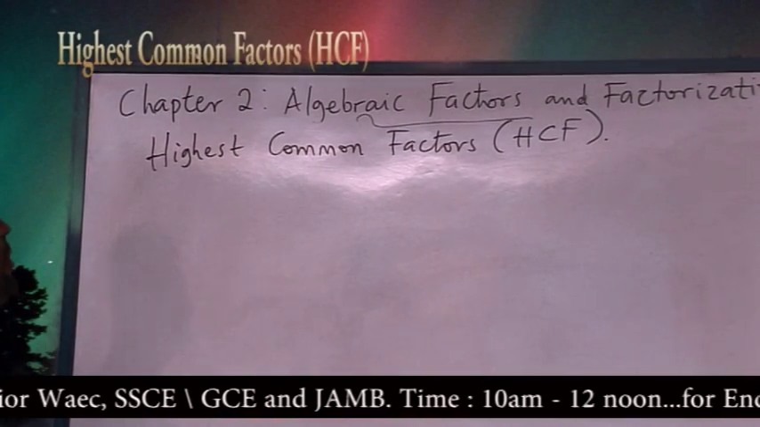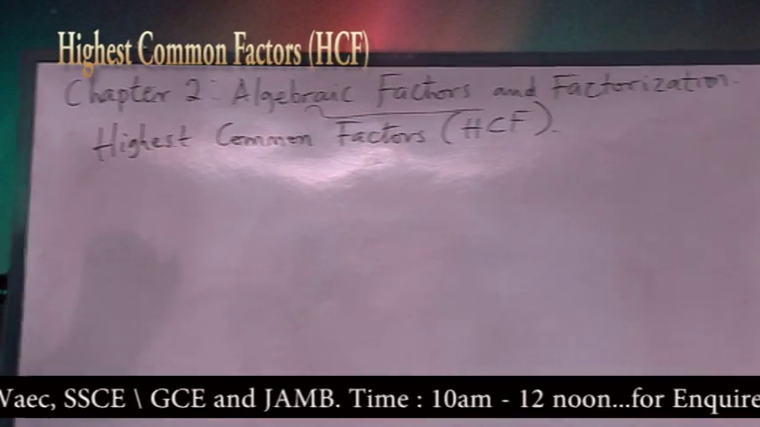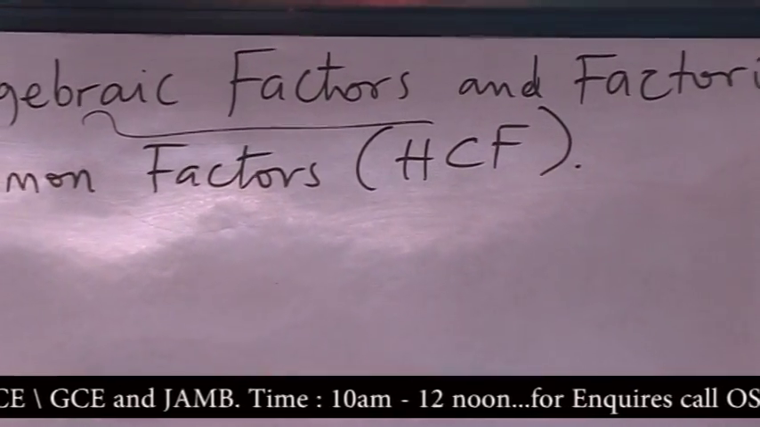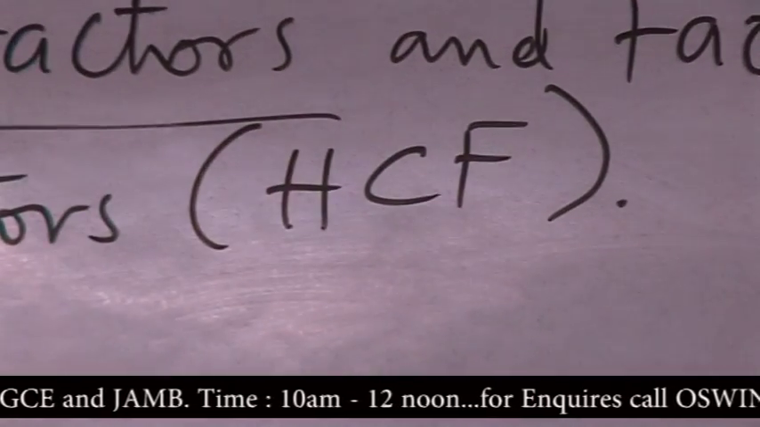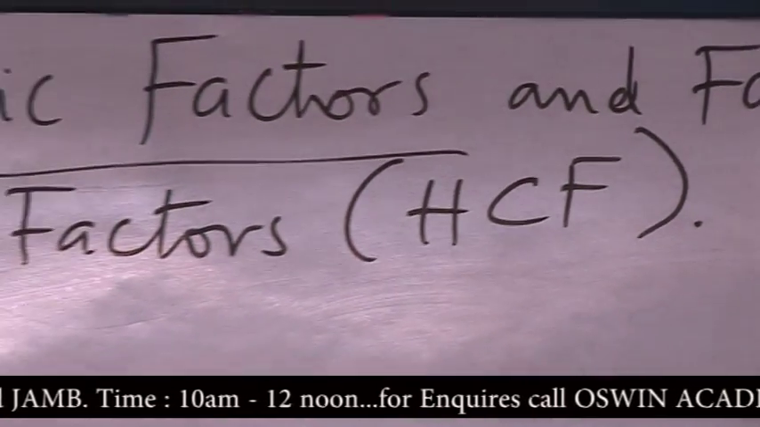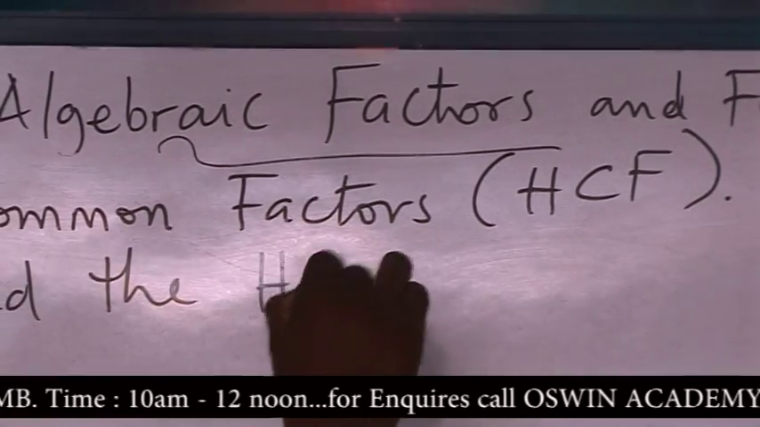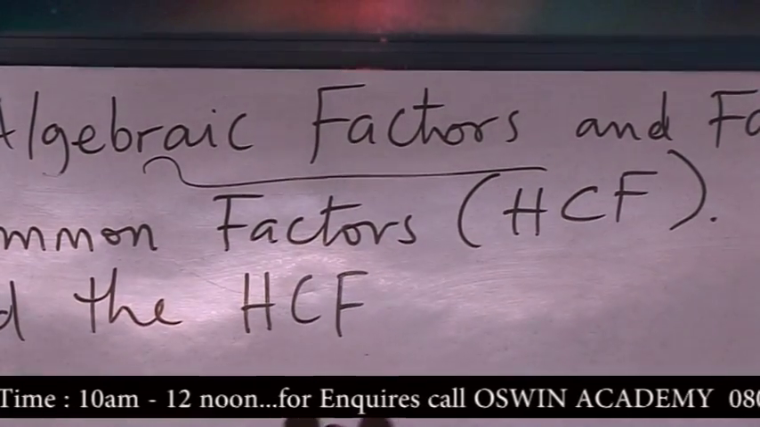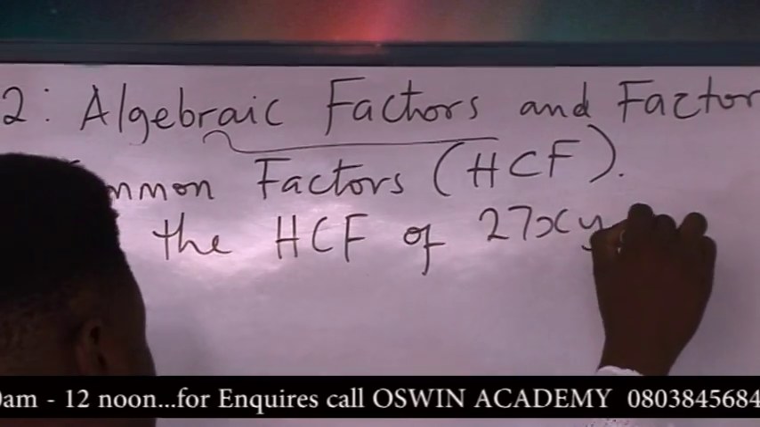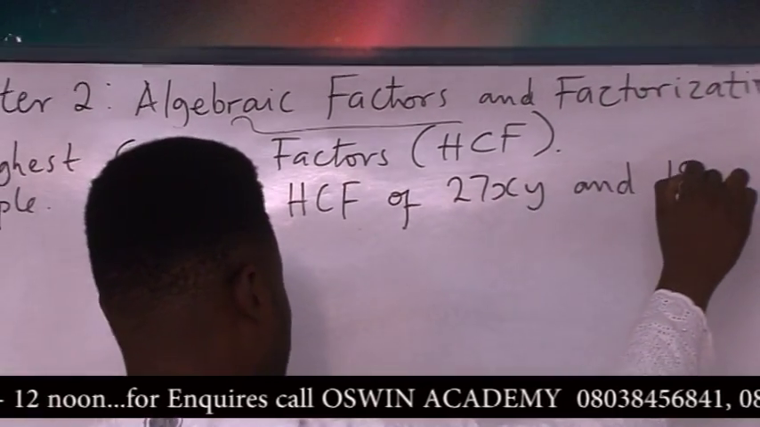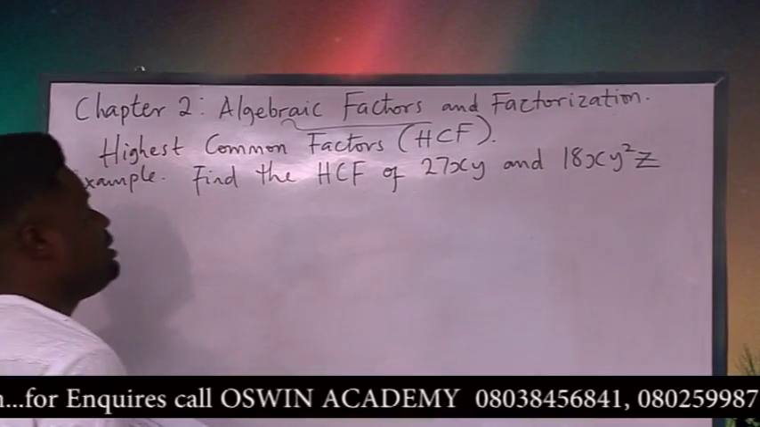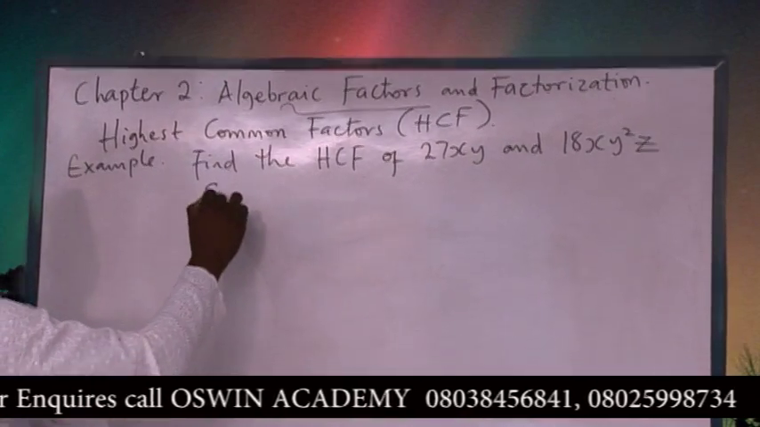The HCF, the highest common factor of given numbers. Let's look at this example. Find the HCF of 27xy and 18xy squared z. Solution.